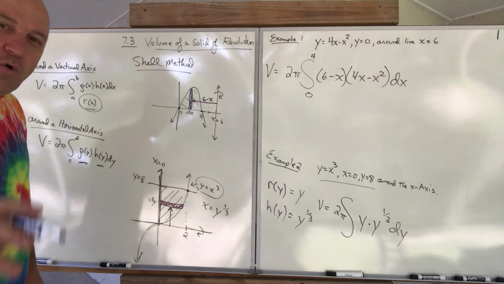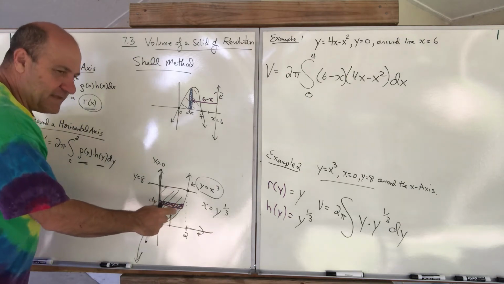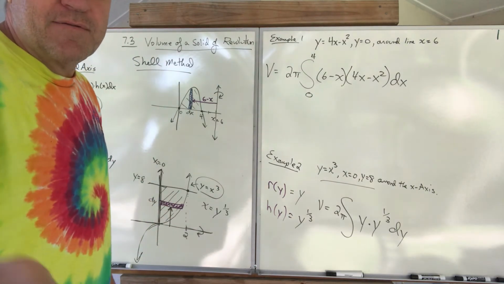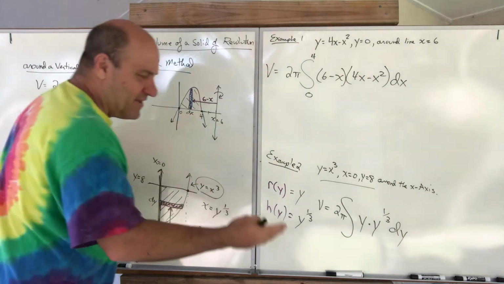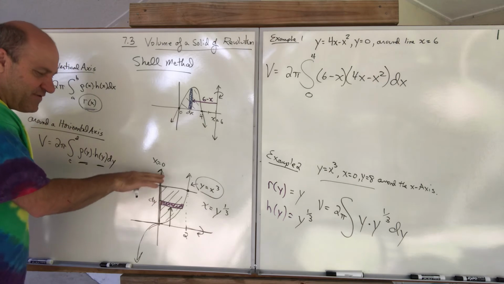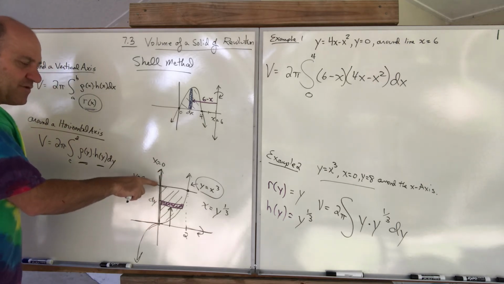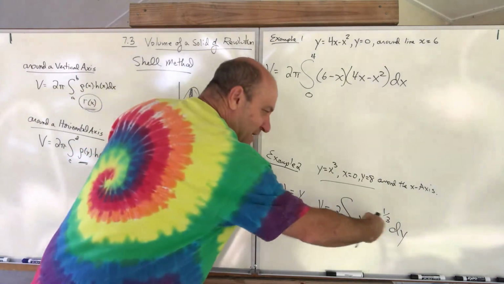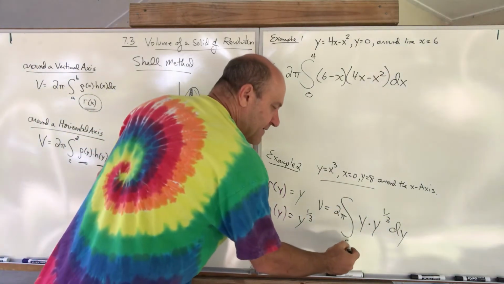That's it. Oh, I need some bounds. That shell's going to move all throughout this region. I think it's going to move from y equals 0 to y equals 8. I am in y's. The bounds are in y's. I think it goes from 0 to 8.